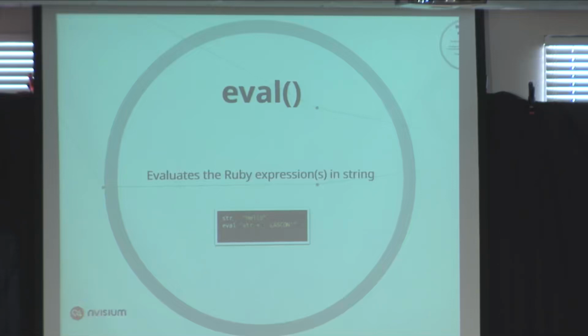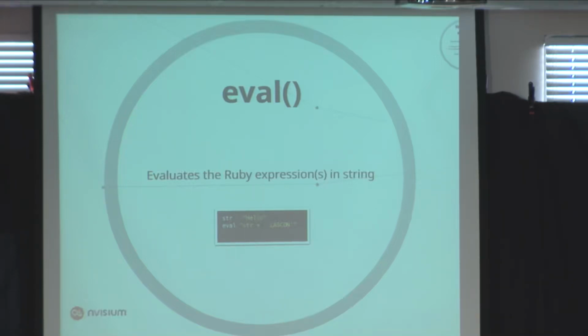The next thing is eval. This is probably the most serious, obviously, because it is evaluating the Ruby expression passed in the string. We heard a little bit about eval in the previous talk, if you were here for that. But all it really does is take a string value and evaluate that as a Ruby expression. So in this very simple example, we set a string to hello, we eval the string, concatenate it with LASCON, and the output would be hello LASCON.